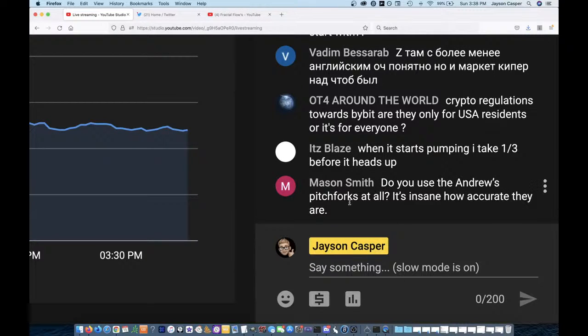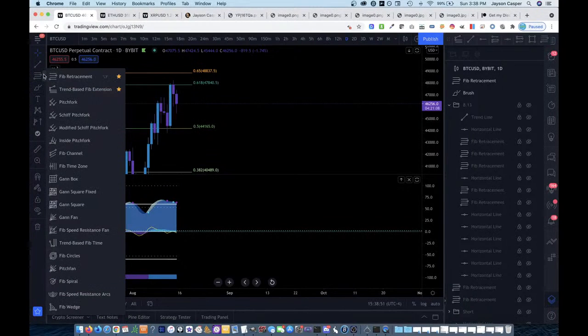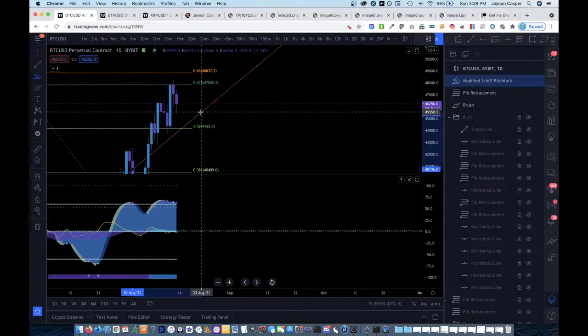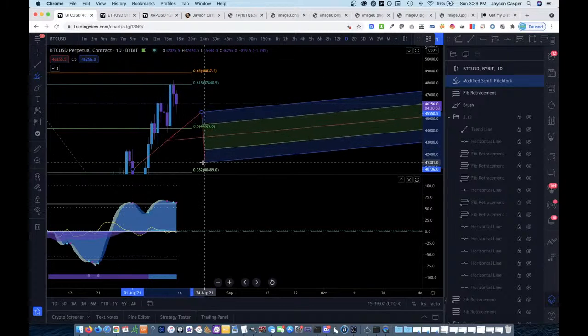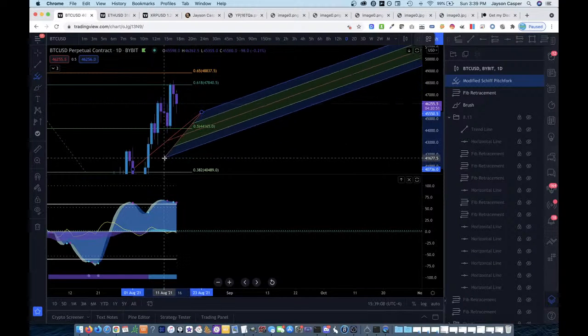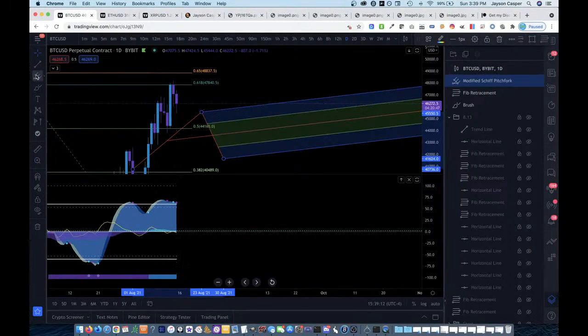I don't use the Andrews pitchforks, I've never even heard of that, Mason Smith. Is that regular pitchfork or Andrews pitchforks? I never heard of Andrews pitchforks. I see the Peter Schiff pitchfork right here. Ooh, fancy. That's some fancy stuff. This is fancy right here. Look at that, guys.